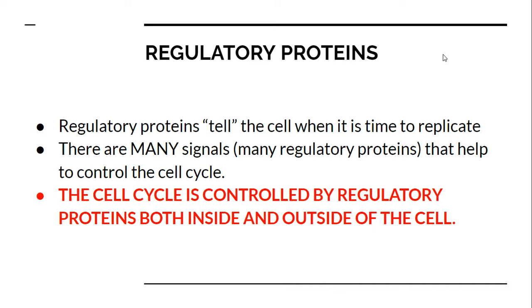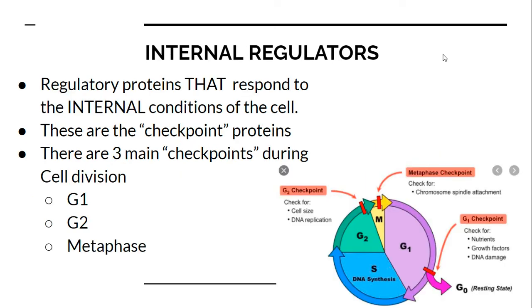There are many signals or many regulatory proteins that help control the cell cycle. Scientists used to believe it was one protein, and what we have found out is that it's many, many proteins. So basically, the cell cycle, remember we talked about that already, interphase, which is G1, S, G2, and then the M phase, which is made up of mitosis and cytokinesis, is controlled by regulatory proteins, and those regulatory proteins can exist both inside and outside of the cell.